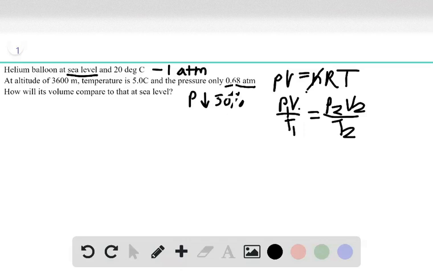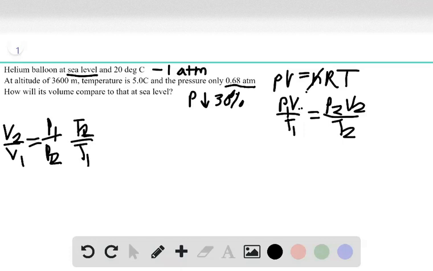Okay, so now we can solve this equation for a relationship between volumes. How will the volume compare to that at sea level? So we're going to do V2 over V1. Okay, so we solve this equation for V2 over V1. We get V2 over V1 equals P1 over P2 times T2 over T1. Okay, so now we can plug in all of our values.